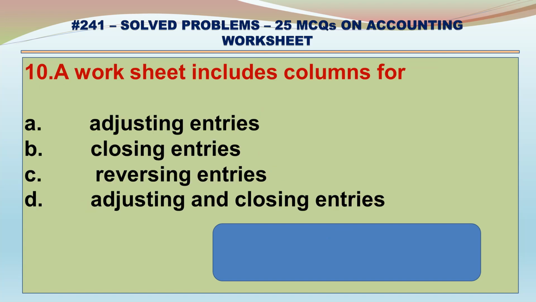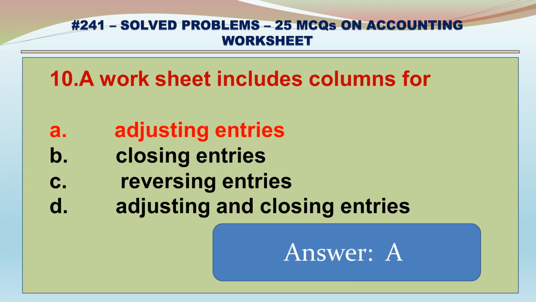10. A worksheet includes columns for option A. Adjusting entries. Option B. Closing entries. Option C. Reversing entries. Option D. Adjusting and closing entries. Answer A. Adjusting entries.